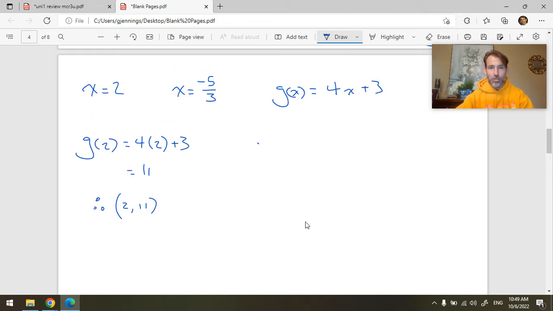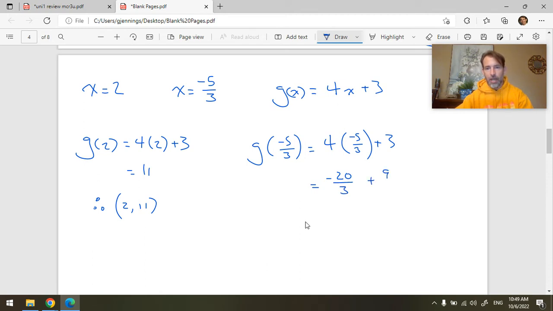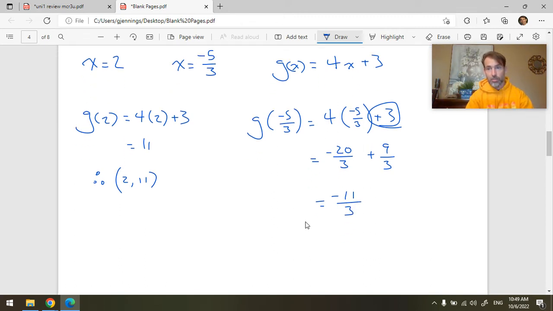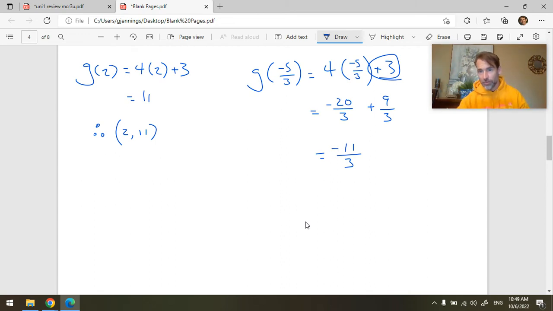Okay, now check g at negative 5 over 3, which is equal to 4 times negative 5 over 3 plus 3. Okay, this is equal to negative 20 over 3 plus 9 over 3. That's the number 3 written with a common denominator so that I can resolve this to negative 11 over 3. Oh, that's cool. 11 showed up in two places. Almost like someone was having a laugh when they created this question. All right, so now I know that the point (negative 5 over 3, negative 11 over 3) is another solution.